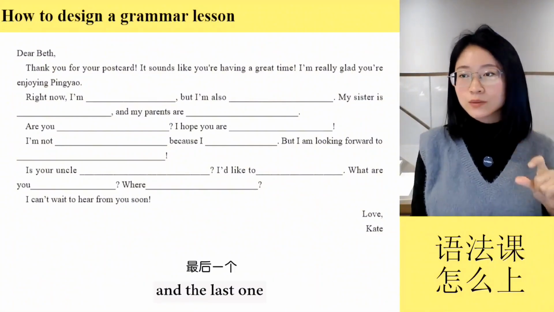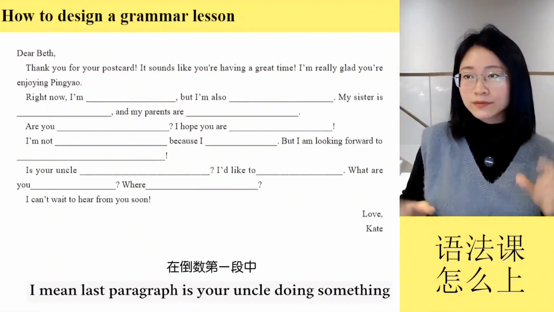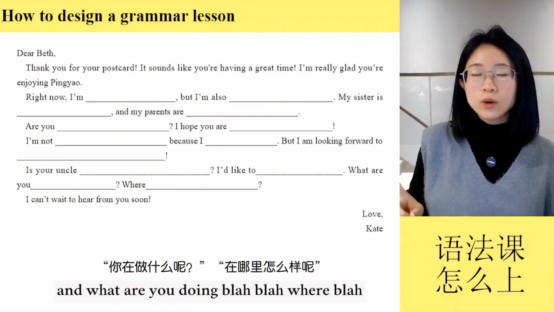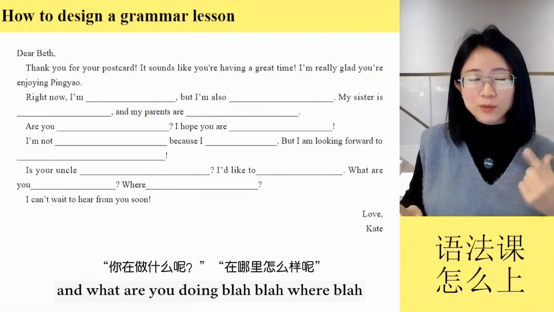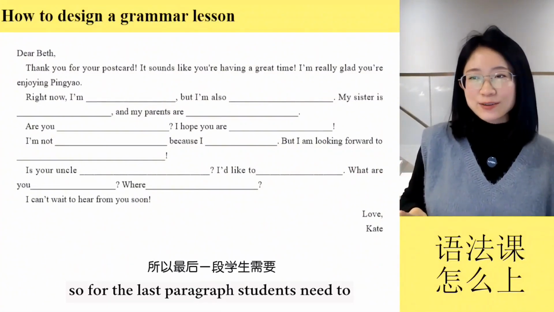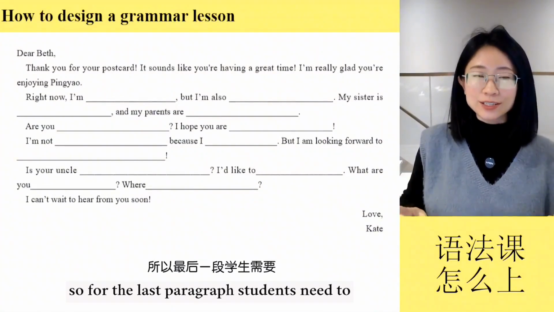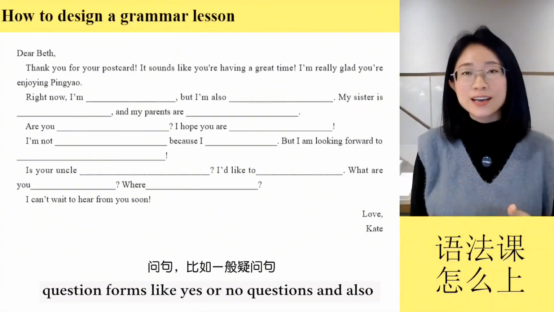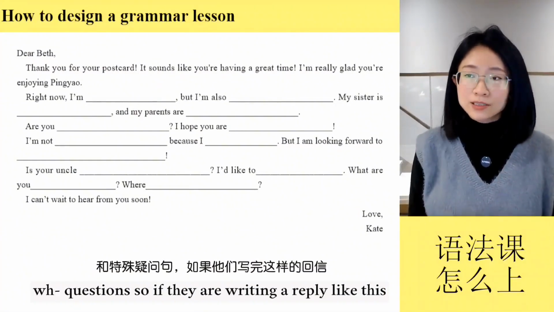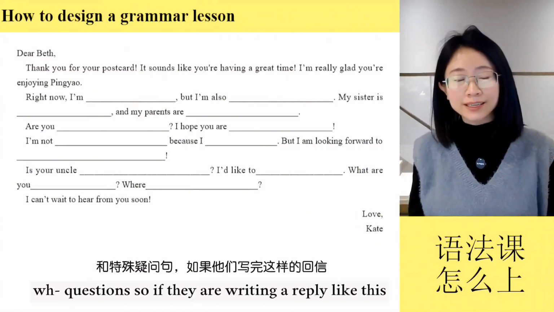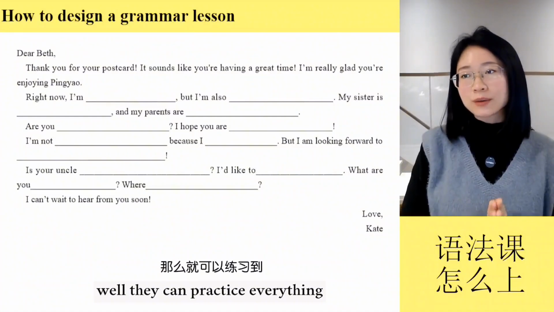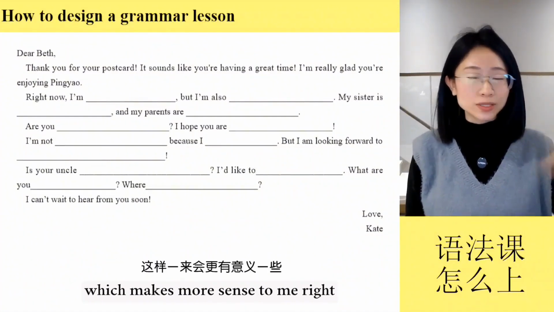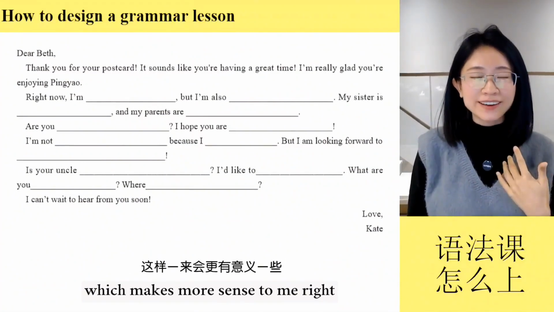And the last paragraph is: Is your uncle doing something? I'd like to blah blah. And what are you doing blah blah? Where blah blah. So for the last paragraph, students need to use different question forms like yes or no questions and also WH questions. So if they are writing a reply like this, well, they can practice everything we learned in the presentation stage, which makes more sense to me, right?